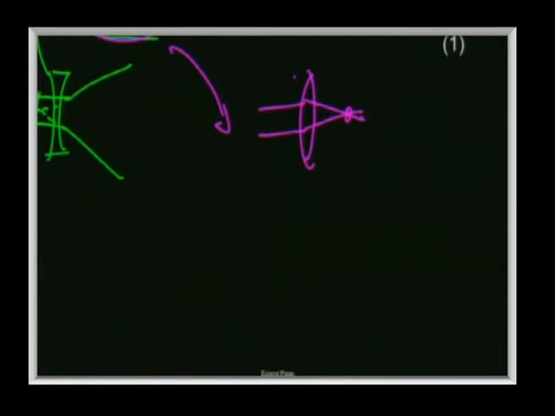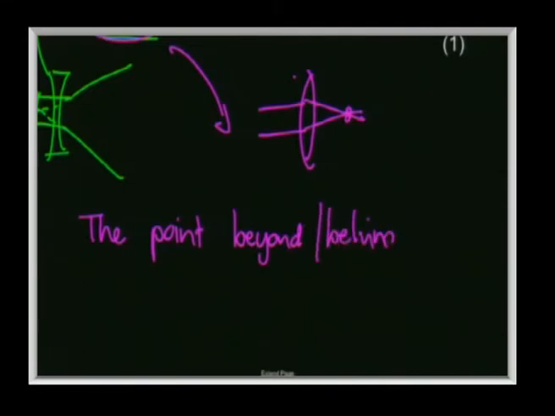So for 1.2b over there, it would refer to the point beyond or behind the lens where the light rays meet.